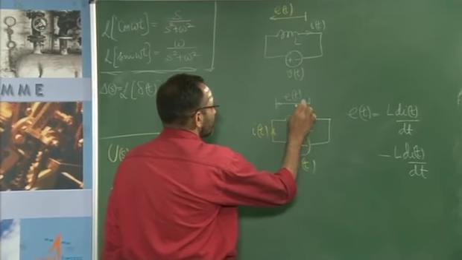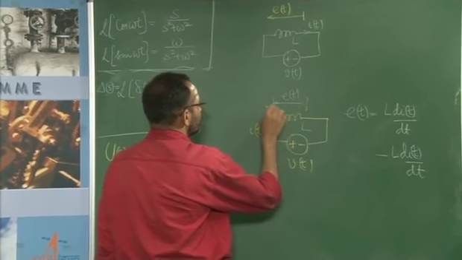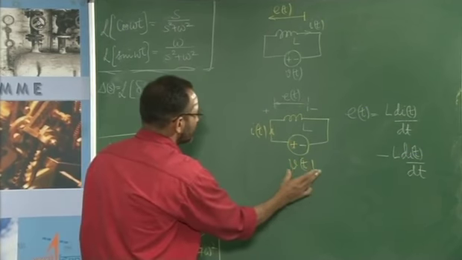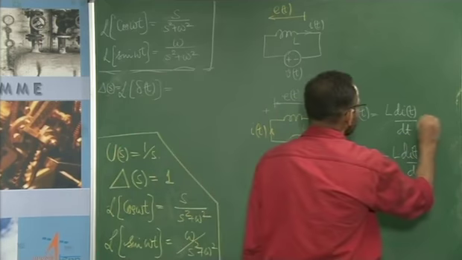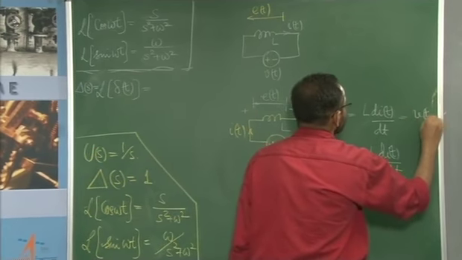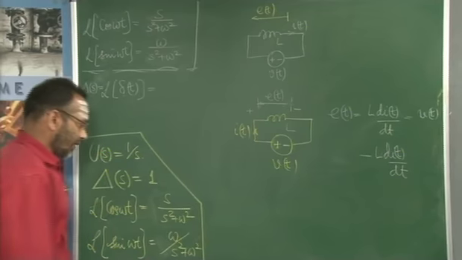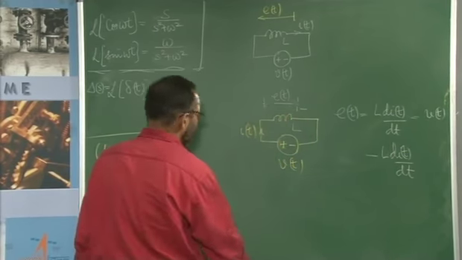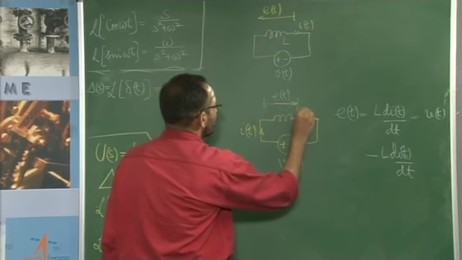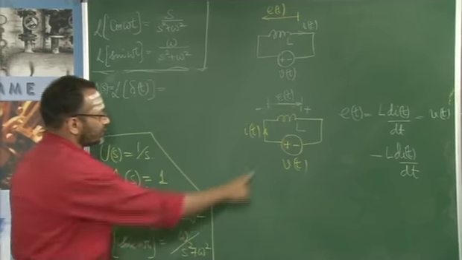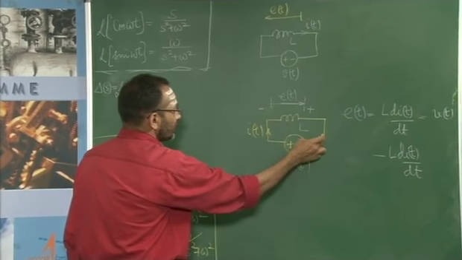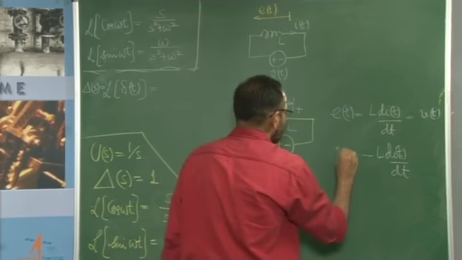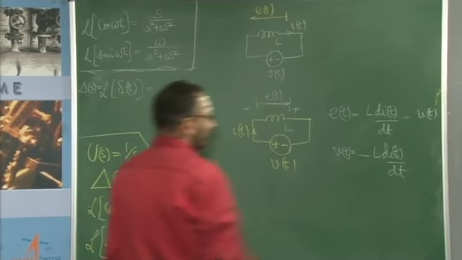If I mark the arrow like this, which means this is positive, this is negative. Since this is positive, this is negative, this must be the same as this. Therefore, I will write this as V of t. Whereas, if I were to mark the arrow on the other side, then this becomes positive, this becomes negative. You will see that this is V of t, this is positive, this is negative. Whereas, if you mark this as E of t, this is positive, this is negative, then you will get V of t equal to minus L di by dt.